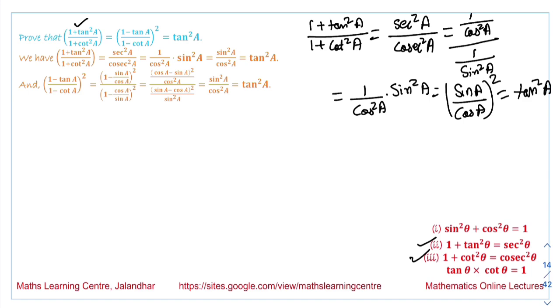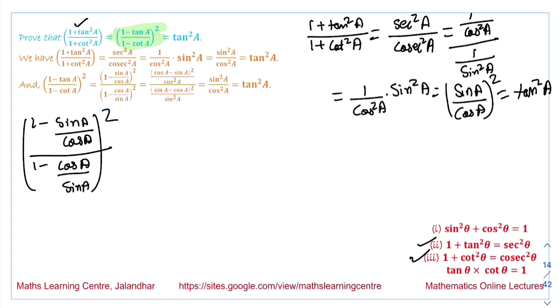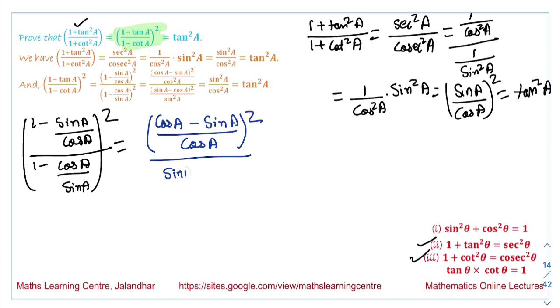Now for the second equality, we are considering this term. We are saying it is (1 minus sine a over cos a) over (1 minus cos a over sine a), and it is whole square over here, and this will be equal to (cos a minus sine a over cos a) whole square over (sine a minus cos a over sine a) whole square.